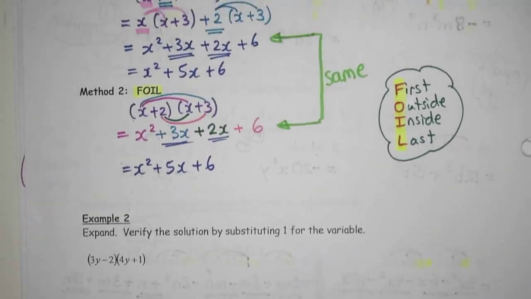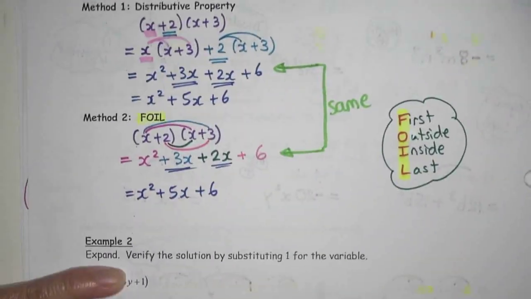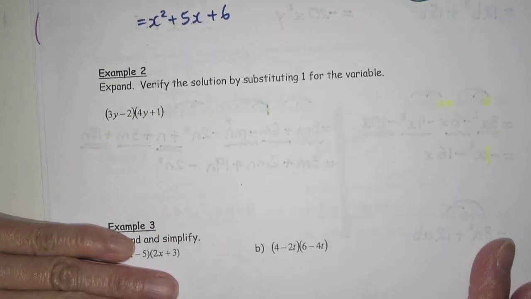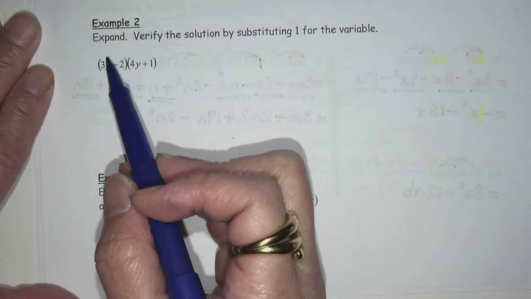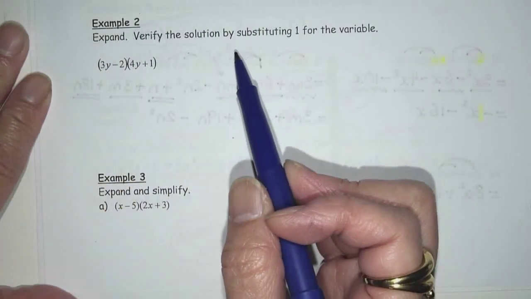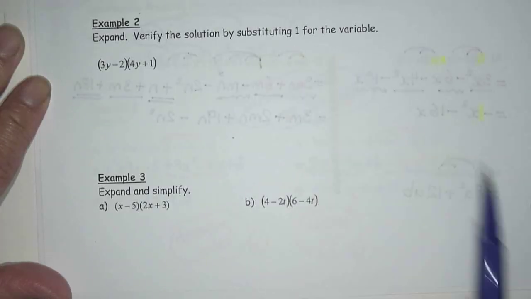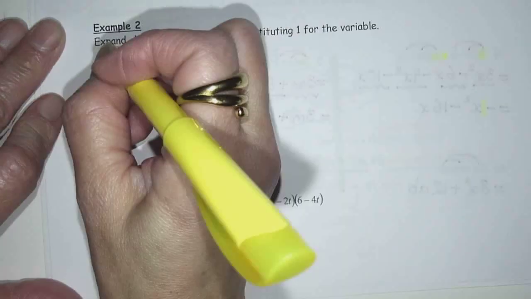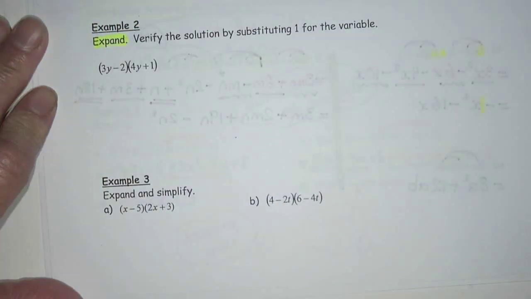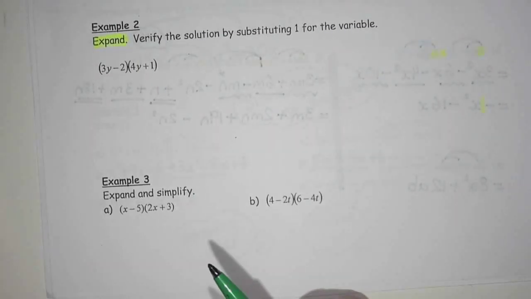Okay, so now we know how to multiply two binomials. So binomial with a binomial. Let's practice that a lot because we're going to be using this method a lot. So here, expand, and then verify the solution by substituting 1 for the variable. This doesn't usually happen a lot, but for the first little bit, we get you to verify. So we'll do this one first. Let's do the expand first. So I will use this a lot.